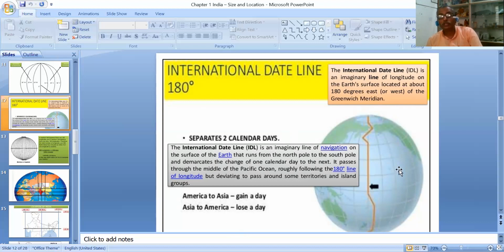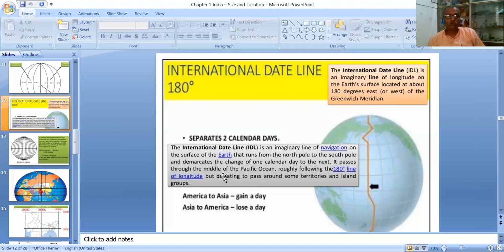When we are proceeding to the night, day will start in America. That is the 26th day. It will start from there. So Asia to America, we are going to lose. We will be entering the 27th. So this is important information which you have to note down.